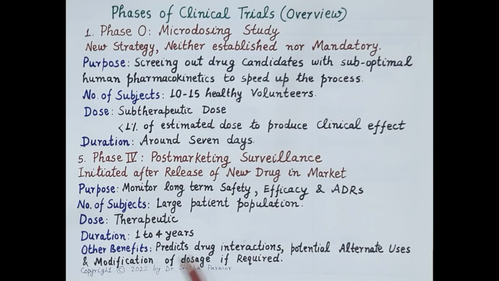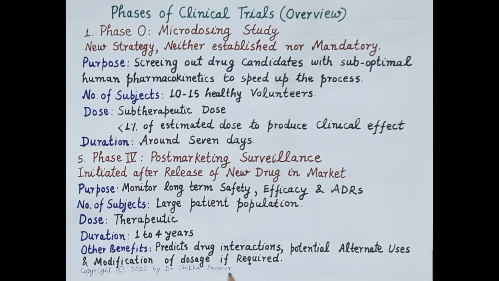Now, apart from monitoring the adverse drug reactions, phase 4 trials also predict drug interactions, then potential alternate use of the drug and modification of the dosage if required. Now, many times a drug is withdrawn from the market because of very serious adverse drug reactions. So, this is in brief about all the phases of clinical trials, a complete comprehensive overview.